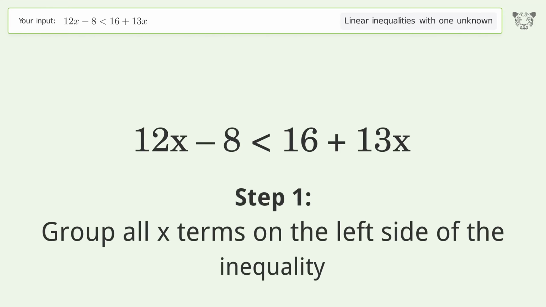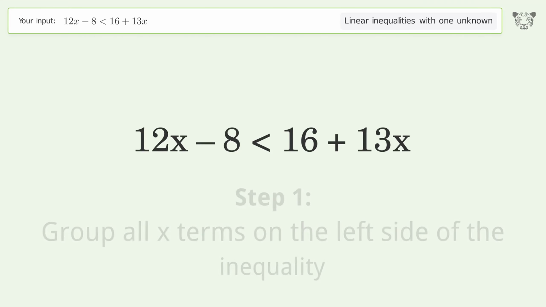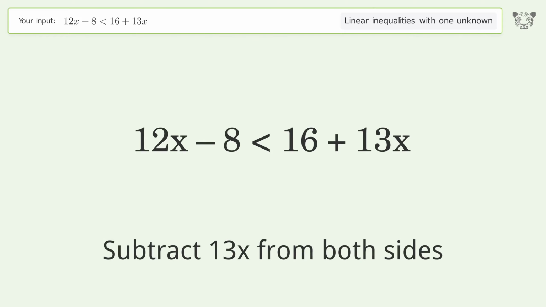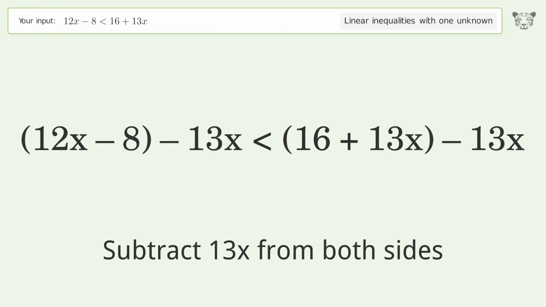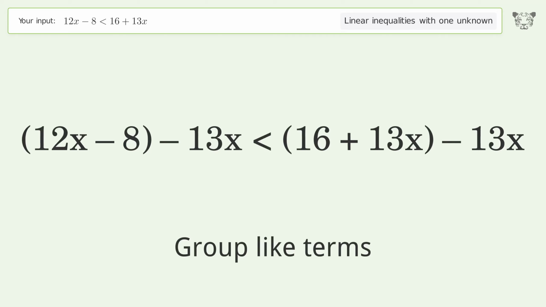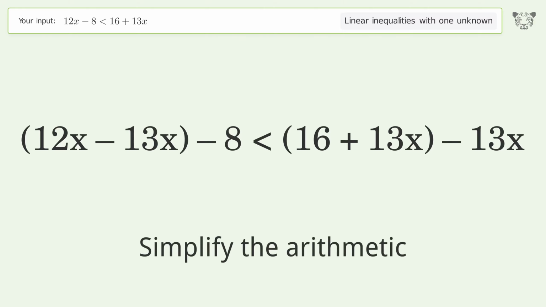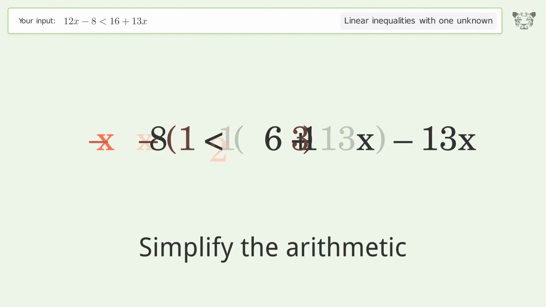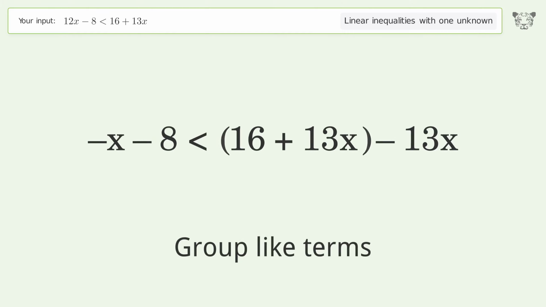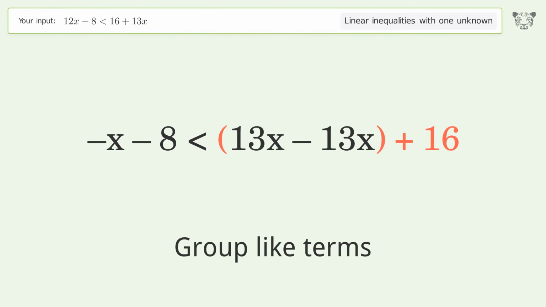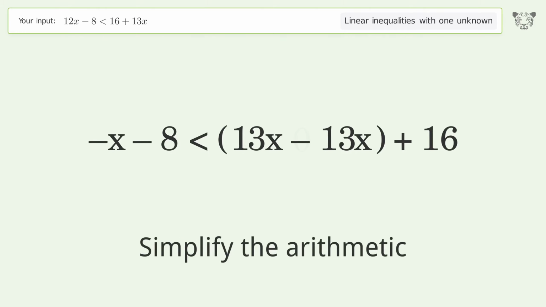Group all x terms on the left side of the inequality. Subtract 13x from both sides. Group like terms. Simplify the arithmetic. Group like terms. Simplify the arithmetic.